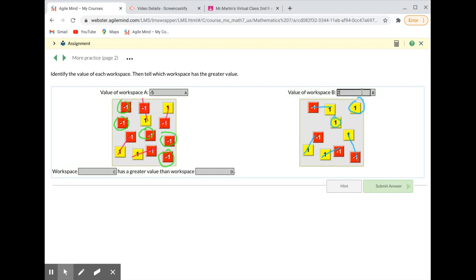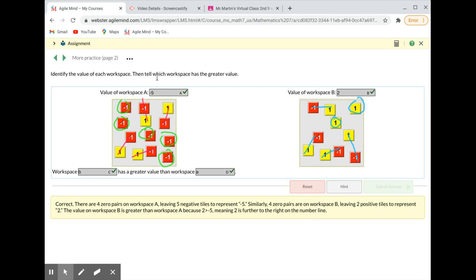So looking at this, all we have to do is tell which workspace has a greater value. All right. So, Sophia, which one has a greater value, -5 or +2? +2. Correct. So 2 has a greater value than -5. Oh, I can't put that. I have to put that workspace B has a greater value than workspace A. All right. Let's keep on moving.